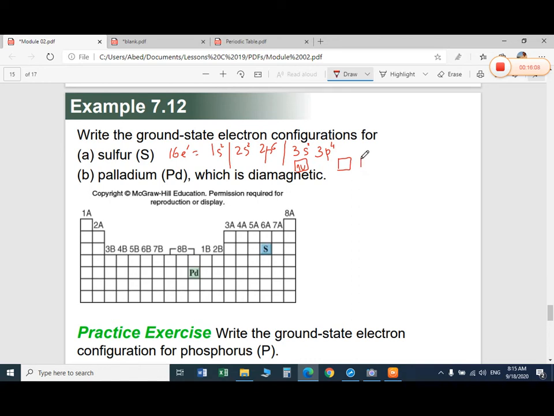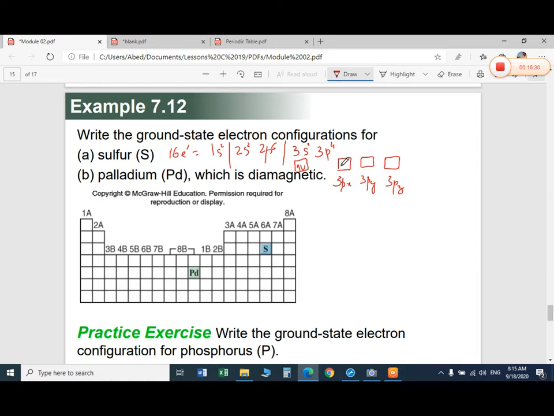This is 3px, 3py and this is 3pz. Let me write for you: 3px, 3py and 3pz. Total 4 electrons are here.